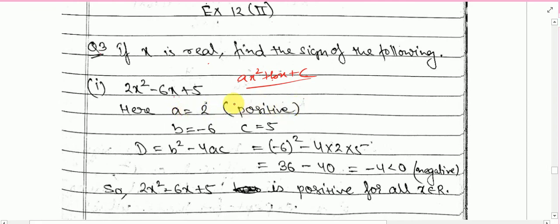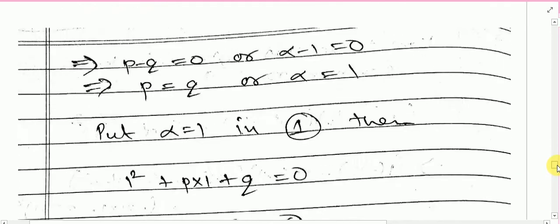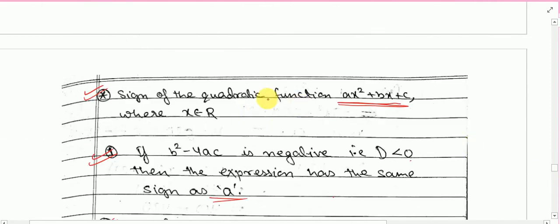In order to find its sign, firstly we will find its discriminant D. Discriminant means b square minus 4ac. Here a is 2, that is positive, b is minus 6, c is 5, and the discriminant is coming minus 4, that is less than 0, negative. What have we learnt? We have learnt that if the discriminant comes less than 0, then the sign of the quadratic function will be the same as the sign of a.